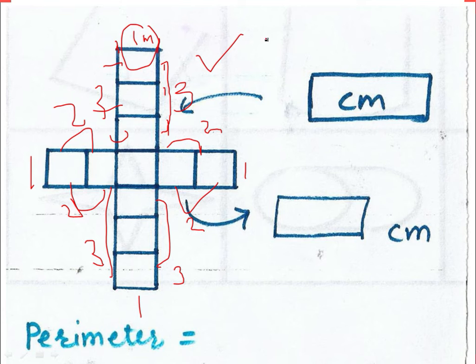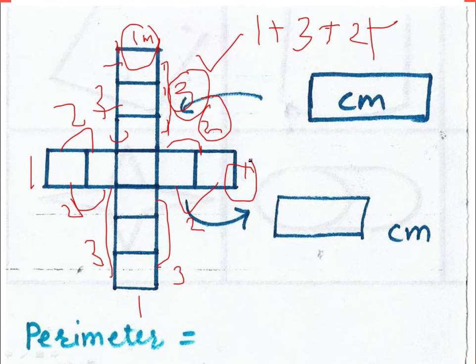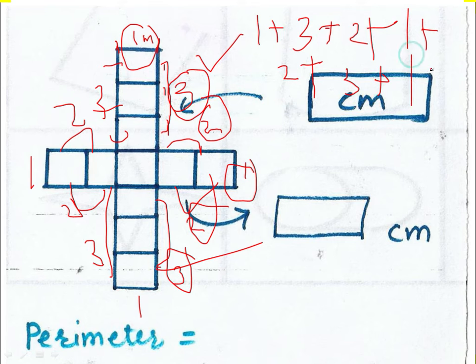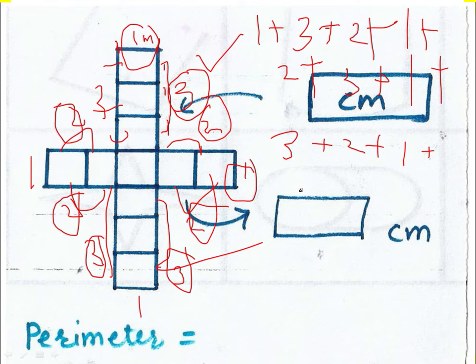Now this is 1 centimeter, plus this is 3 centimeter, plus this is 2 centimeter, plus this is 1 centimeter, plus this is 2 centimeter, plus this is 3 centimeter, plus this is 1 centimeter, plus this is again 3 centimeter, plus this is 2 centimeter, plus this is 1 centimeter, plus this is 2 centimeter, and plus this is 3 centimeter, isn't it?